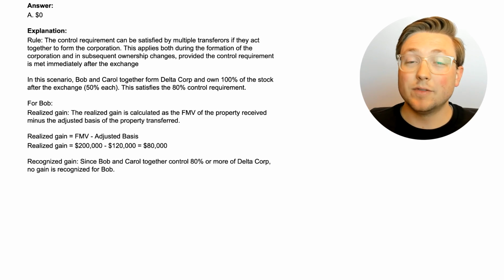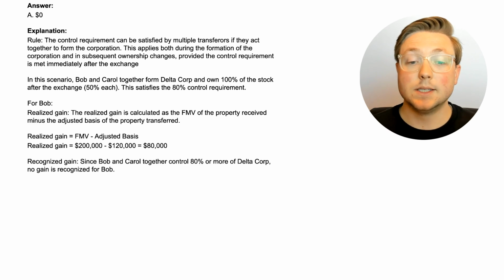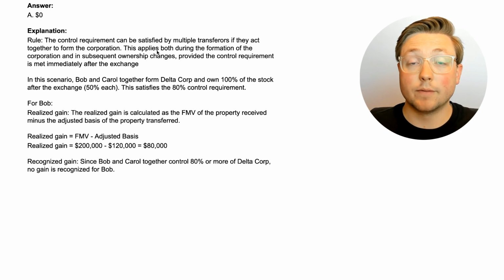So two people, even though Bob only has 50% and Carol only has 50%, since they're working together and forming the corporation at the same time, this does meet the 80% control requirement, even though they both only own 50%. Overall, they own 100% of the corporation. So there's this whole calculation here for his realized gain, but in the end, it doesn't matter because Bob has no recognized gain because they have more than 80% control of the corporation. So a little bit confusing. I thought it was confusing when I first was learning this, but multiple transferors can work together to reach that 80% ownership for control. All right, let's go to the next question.